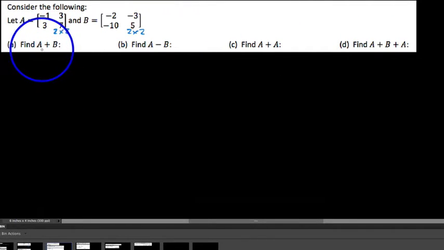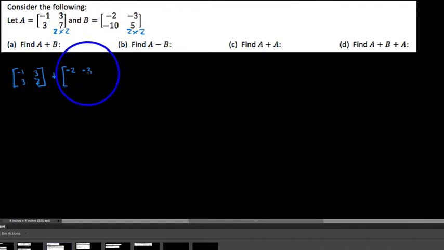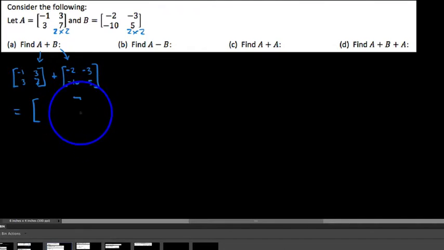Now, how I would write this for A plus B is simply, I would just write it out. And so we're going to write matrix A here, which was -1, 3, 3, 7. And we're going to say that this is plus now matrix B, which is -2, -3, -10, and 5. So instead of A and B here, we just substitute straight into the expression our matrices. And so what we get is this new matrix, and rest assured this new matrix is a 2 by 2 matrix. Now I'm going to show my work on this first one, but going forward we could just do this mentally.